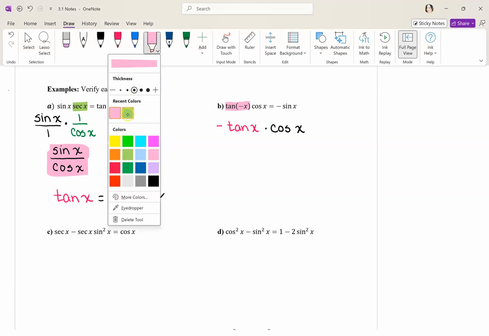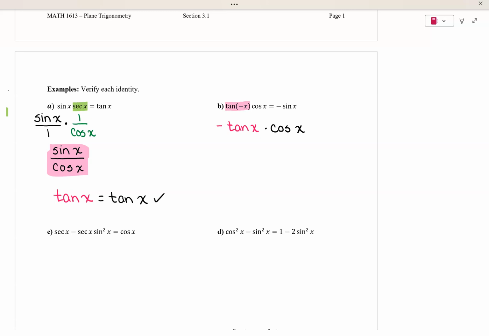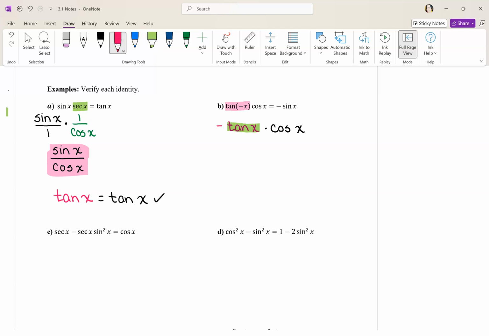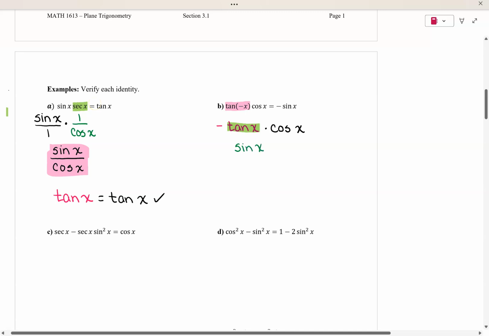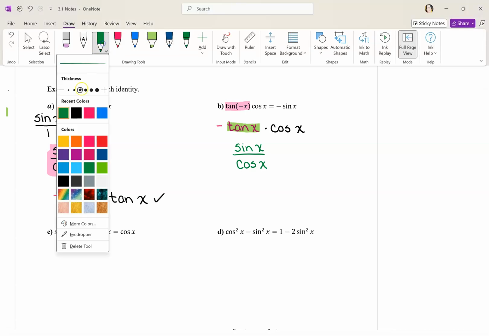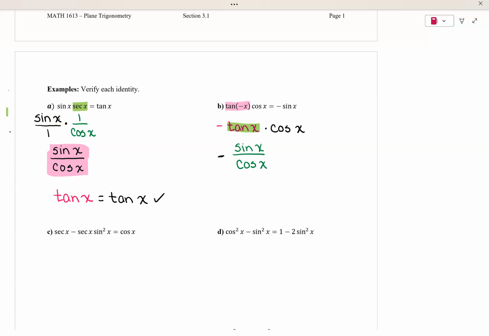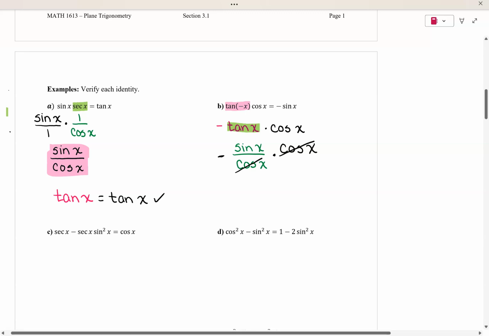Then what is the definition of tan? Well, the definition of tan, we're going to change that, is, oops, I need a green, sine of x over cosine of x. And so I'm going to rewrite everything else around it, my minus sign, my times, my cosine of x. So notice here we can just do some algebra. Cosine and cosine cancel. I'm left with negative sine of x, and that equals our right-hand side of negative sine of x.